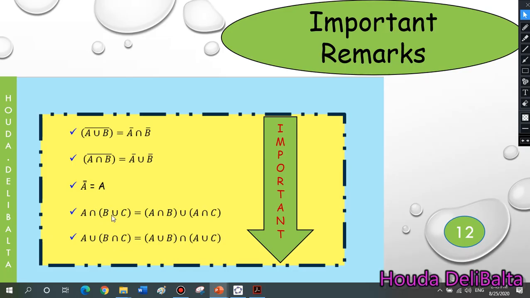Here are two remarks that you're going to see somewhere in exercises. A intersection B union C, as if you are expanding, is A intersection B union A intersection C. Similarly for this one, A union B intersection C is A union B intersection A union C.